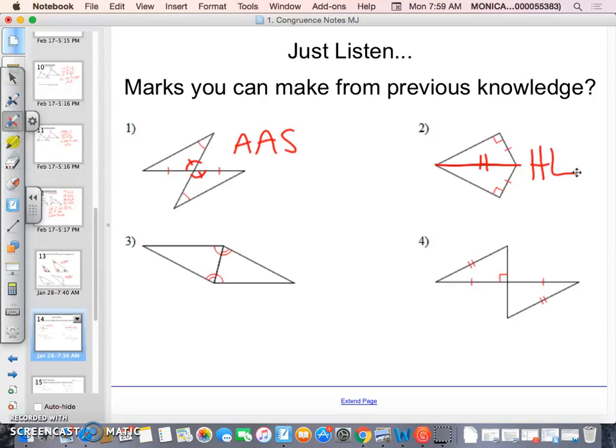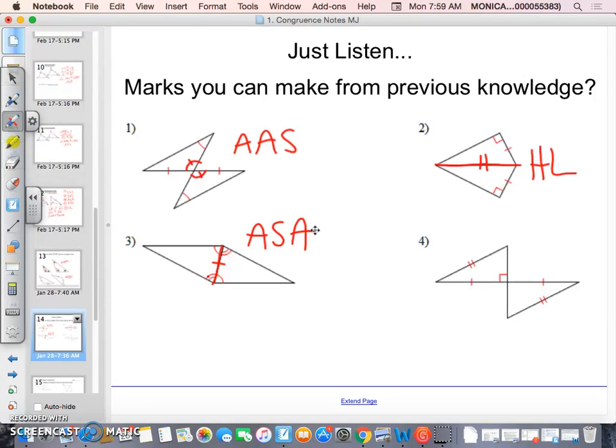And once again, for number 3, I see that they share this side in common. So I can say for certain, even though it's not marked, that that is going to be congruent on both triangles because it's obvious. And so here again, we have angle, side, angle. So I would say these are congruent by angle, side, angle. But I had to make the mark.